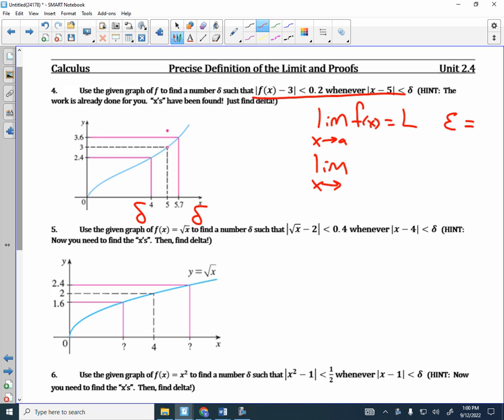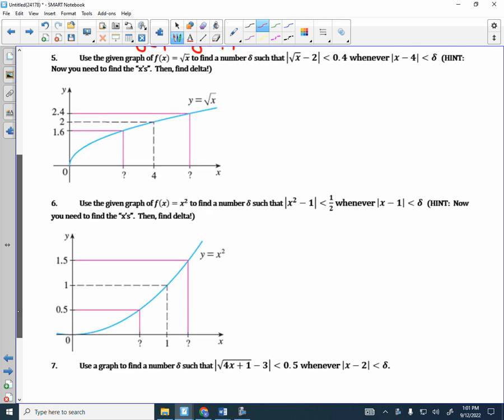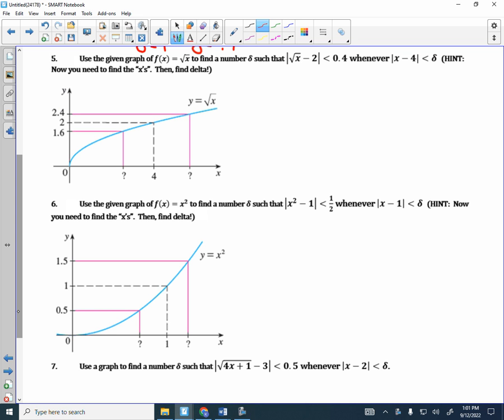Okay, limit as x approaches what? 5. Good, you got your a value right there. What's the function? f of x is equal to 3, and the epsilon value is 0.2. They've already found the x values for you. They are 4 and 5.7. What's the distance from 4 to 5? And what's the distance from 5 to 5.7? 0.7. Excellent, good job. Get the idea? Okay, good work. We could continue to do that over and over again, right? We don't need to do it over and over again.